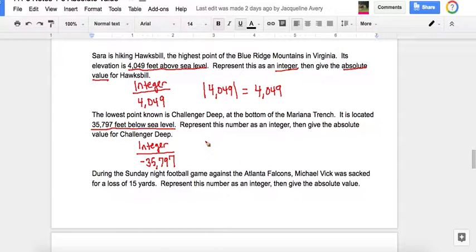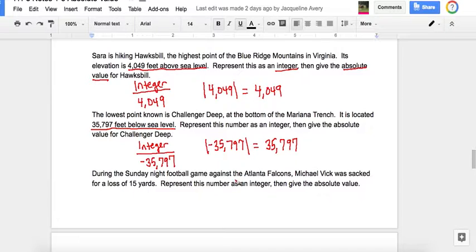And now let's write the absolute value. So let's use the symbol, 35,797. And how far is that away from 0? Whoops, I forgot the negative here. And hopefully you said 35,797.